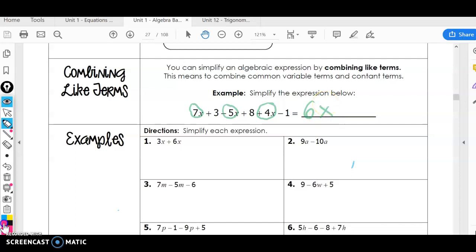In another color, I'm going to box my constants. 3 plus 8 is 11, minus 1 is 10. And you cannot combine a constant with a variable term, so your expression is completely simplified.